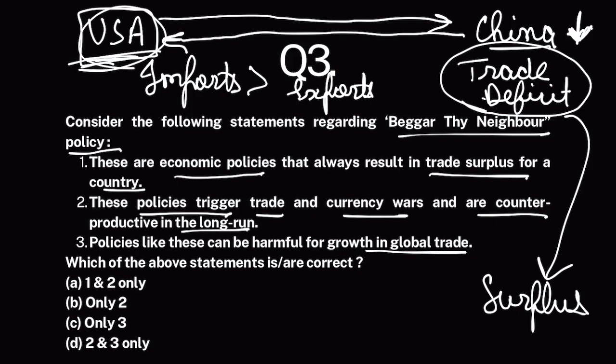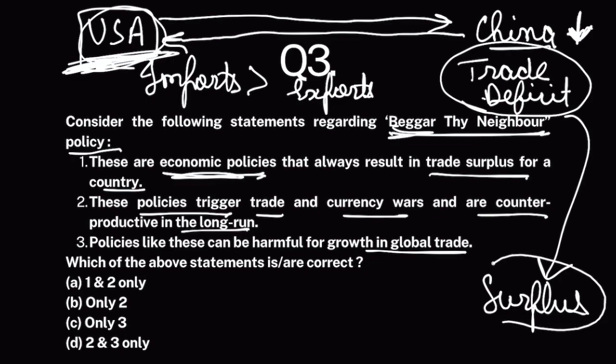And this policy of USA is known as beggar thy neighbor, to make thy neighbor beggar. Reduce their economic prosperity. Clear? Now, this is a form of economic policy that is being utilized by USA. Currently Donald Trump's administration is employing these policies, and the purpose is again to turn this trade deficit into trade surplus with China. The purpose is this, but the first statement says these are economic policies that always result in trade surplus. Though they are aimed at generating trade surplus, they do not always generate trade surplus. The intended aim is different, but the result can be quite the opposite.